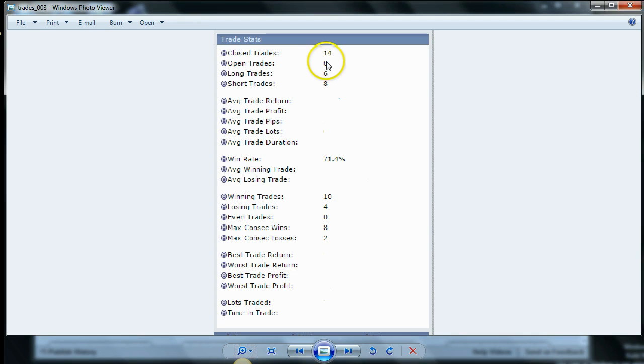I've made 14 trades in the past month, 6 long trades and 8 short trades, with a 71.4% win rate. My winning trades are 10 and 4 losing trades, and then 8 wins in a row and 2 losses in a row. So that's my trade results.